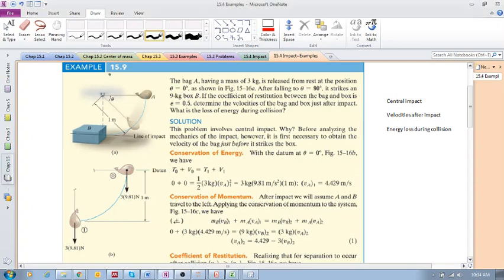Okay, let's have a look at example 59. I'm not going to go through the details, but we want to see the big picture here so that we can apply it in more situations.